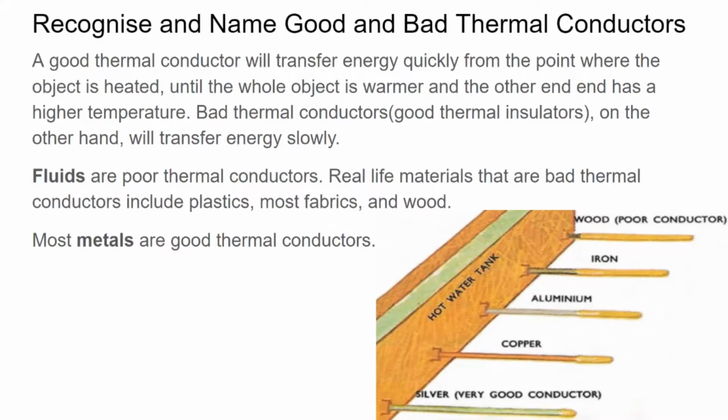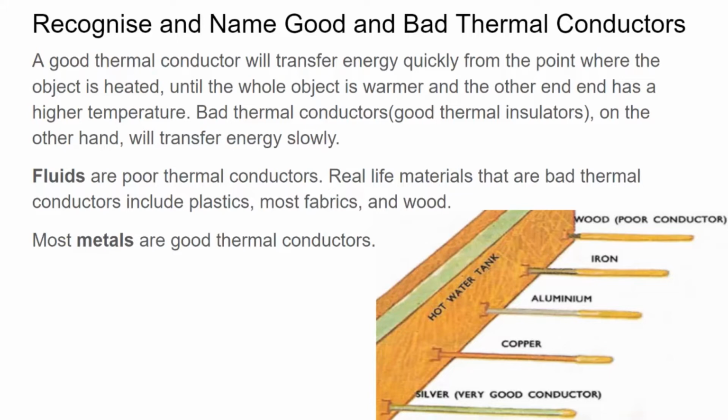Recognize and name good and bad thermal conductors. A good thermal conductor will transfer energy quickly from the point where the object is heated until the whole object is warmer and the other end has a higher temperature. Bad thermal conductors, good thermal insulators, on the other hand, will transfer energy slowly.